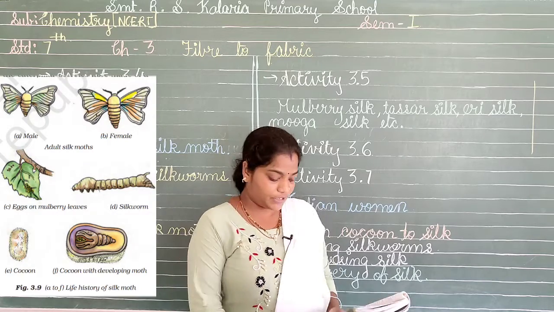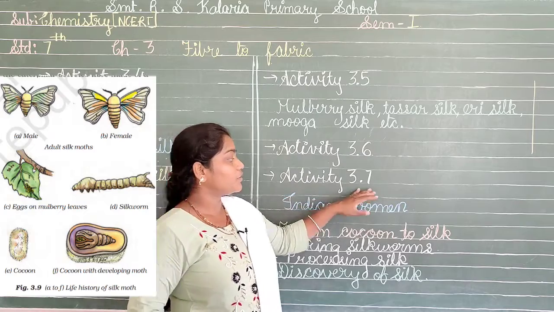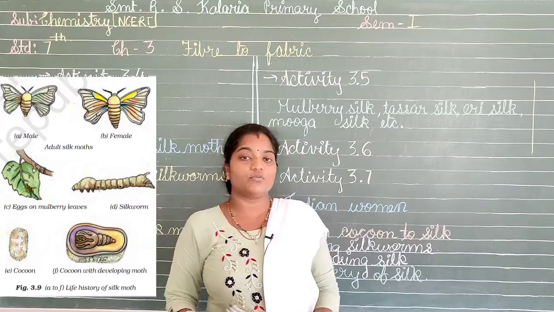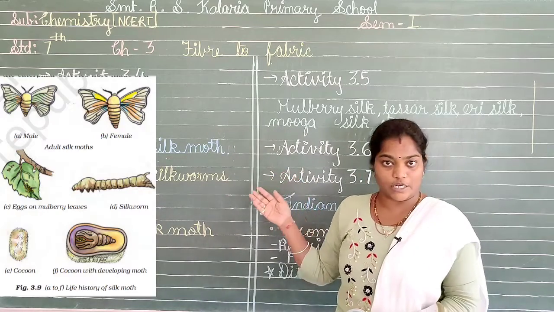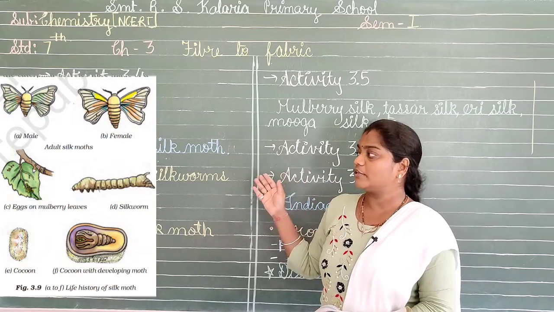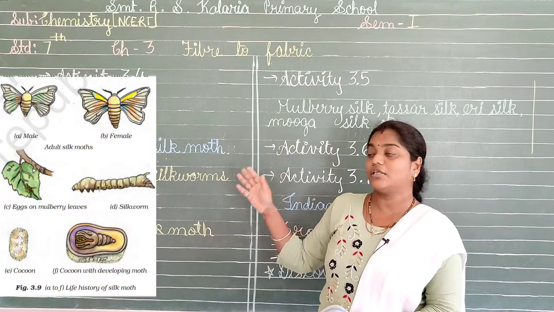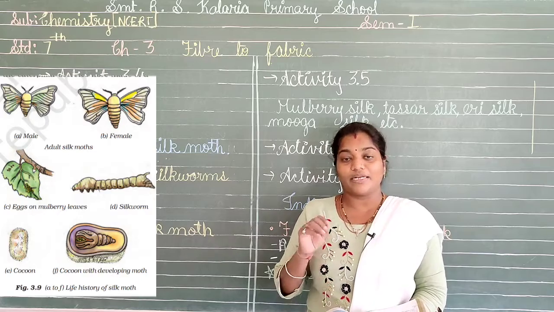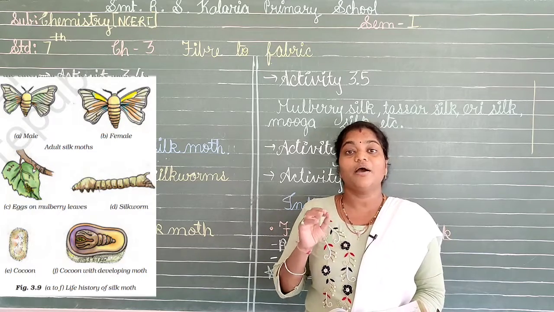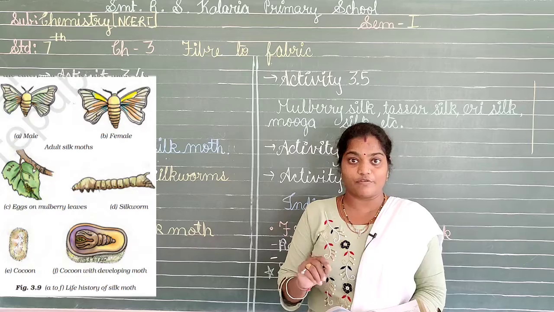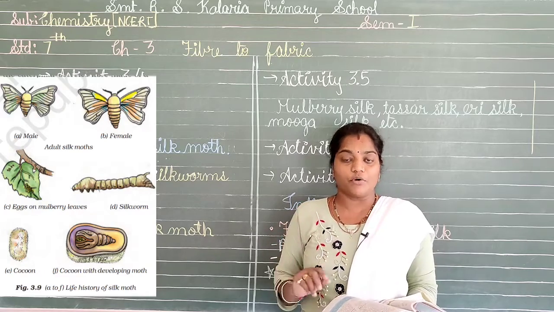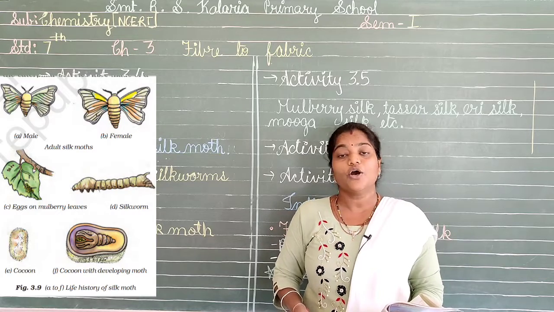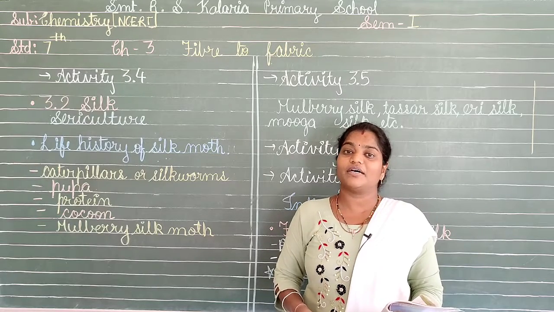Next we have activity 3.7, where you have to take a photocopy of figure 3.9. Figure 3.9 shows the stages of the silkworm. You have to take the photocopy, cut out all the stages of the silkworm, and then jumble them up. Now you have to find the correct cycle by which they prepare themselves from egg to moth. So this will be activity 3.7, which is very interesting, and the one who makes it first will be the winner.